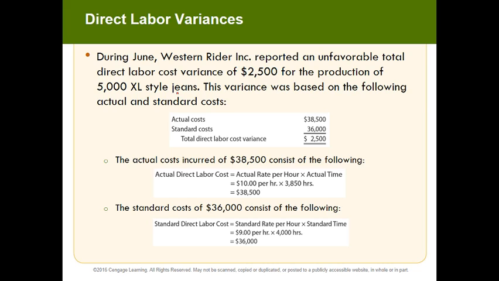So during June, my friends at Western Ryder reported an unfavorable total direct labor cost variance of $2,500 for the production of those 5,000 XL style jeans. This is based off the following actual and standard costs. We were expecting 36,000. We had actual of 38,500, resulting in the $2,500.